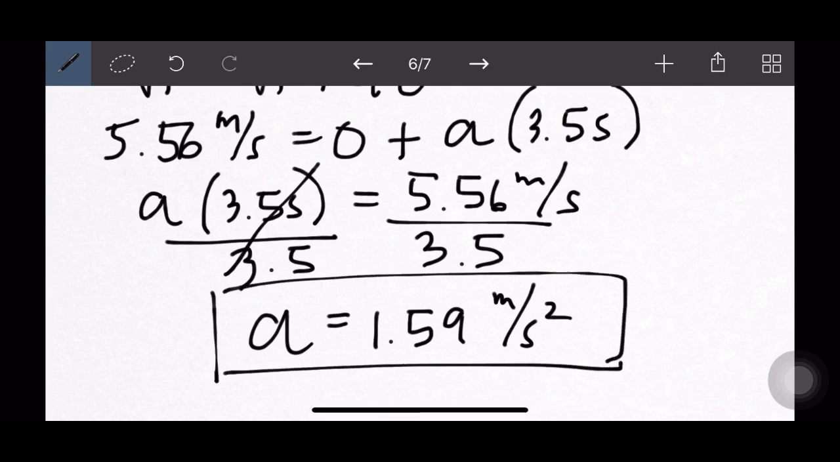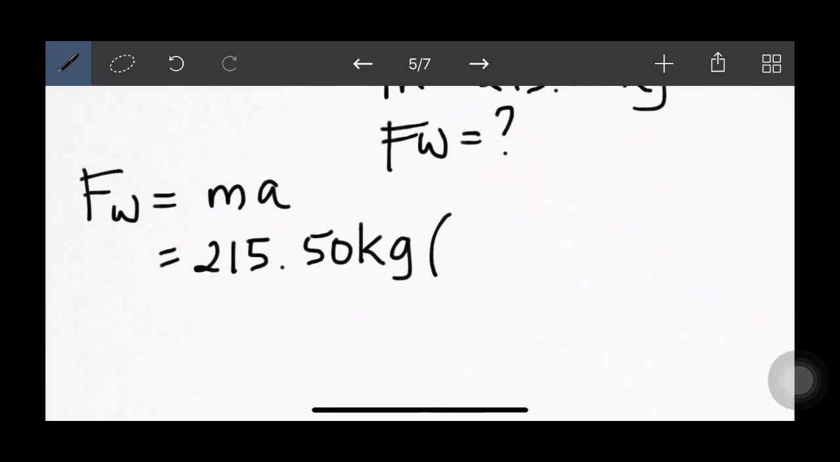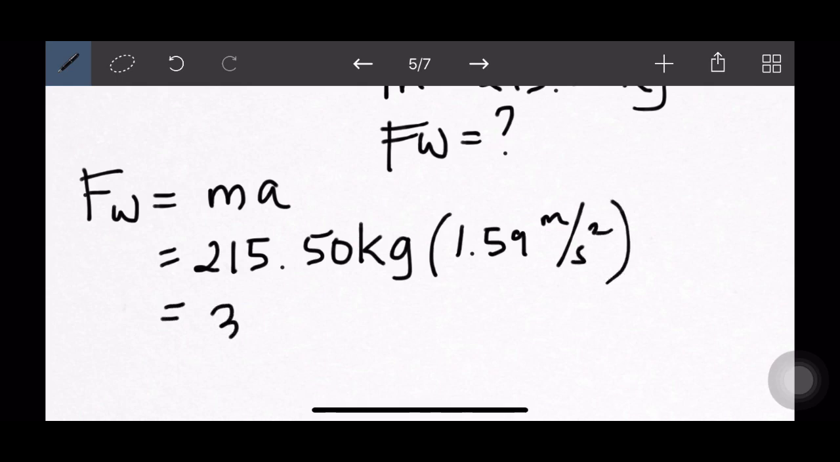Now we have the value of the acceleration. So we can compute already for the force exerted by the wind. So we have 1.59 meters per second squared. So we have the force, 342.65 Newton.